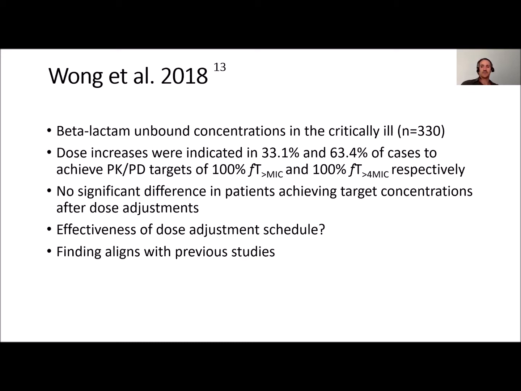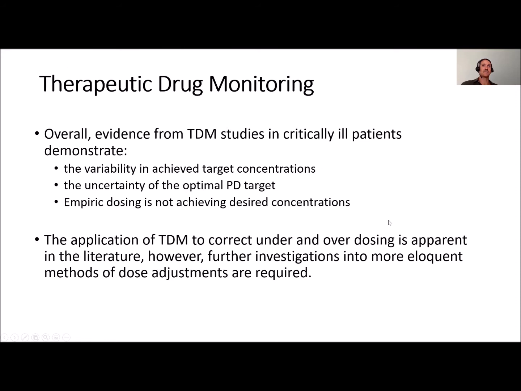I guess using dose optimization software provides a more robust approach to how you would modify the dosing, versus just doubling or halving, which in the literature to date hasn't been shown to be the most effective method. So these findings of achieving 100% free time above MIC of about 2/3 align with a lot of the studies that I have read to date in this space.